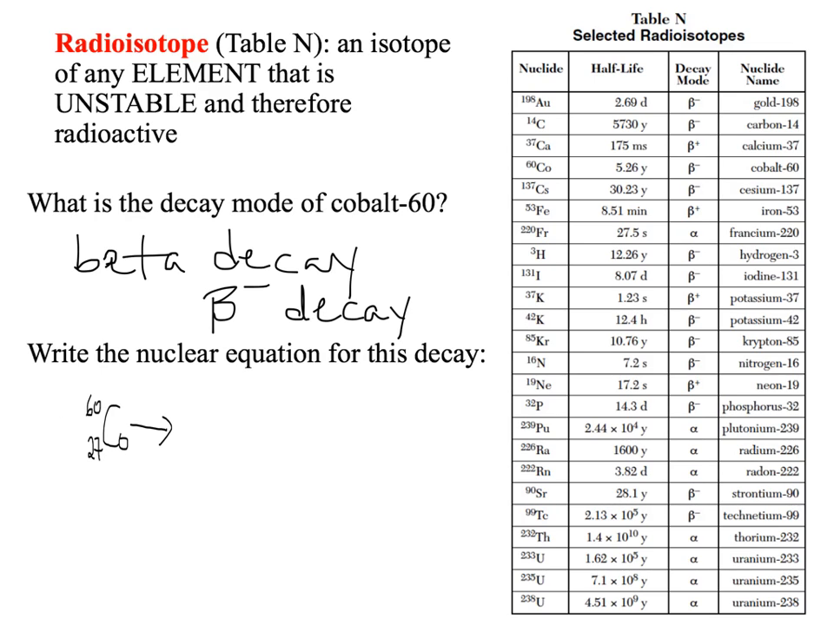Now we have to figure out what the product is, but we already have some of that information here. We know that the decay mode of cobalt-60 is beta decay, so one of the products must be a beta particle. So if you go to Table O, you can write in the beta particle symbol, which we usually write like this.